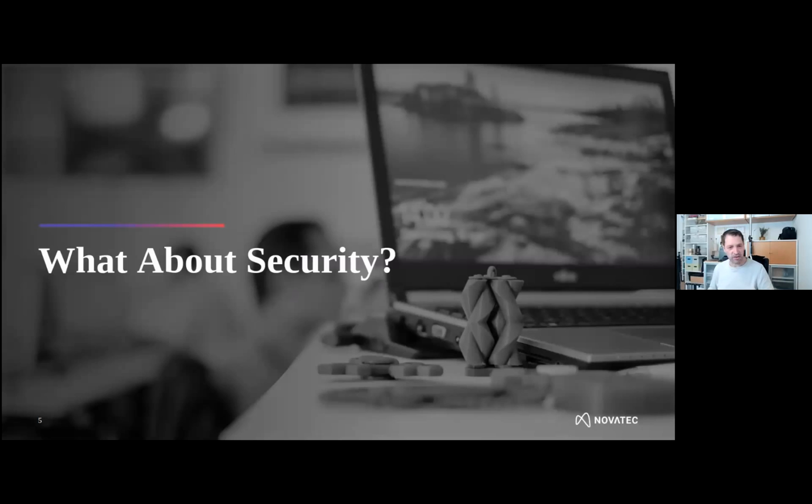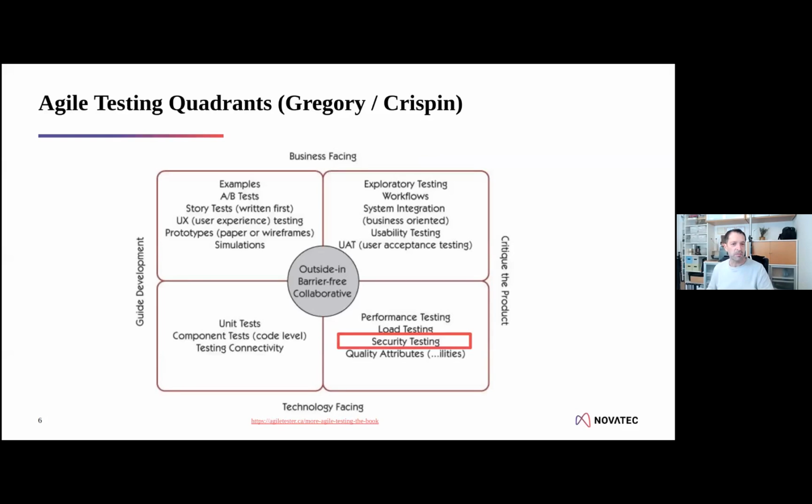So what about security? We did not see any security mentioned in this pyramid. When we look again at Gregory and Crispin's Agile Testing book, they have also defined the agile testing quadrants, where they split tests into different focus areas, like the technology-facing tests that guide development, like the unit tests for the developers. Also tests that are more business-facing, like UX testing, prototypes, simulations, stuff like that. Also exploratory testing, user acceptance testing, and usability testing.